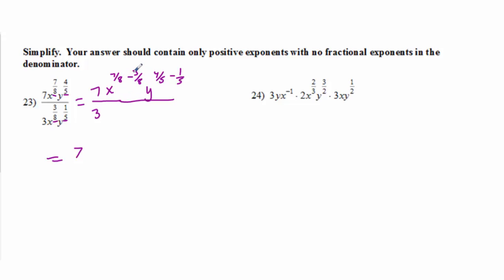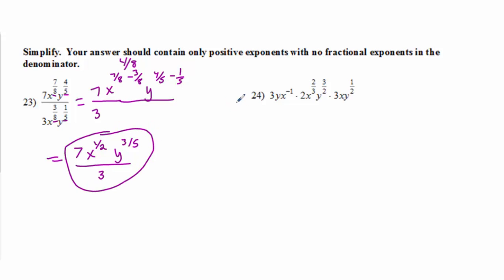7/8 minus 3/8 is 4/8. But 4/8 simplifies to be 1/2. So we should have x to the 1/2 power. 4/5 minus 1/5 is 3/5, which does not simplify. And the 3 is still on the bottom. So that's our answer, because we have just an x, just a y, and our numbers don't simplify.